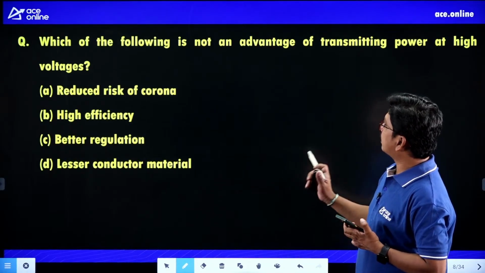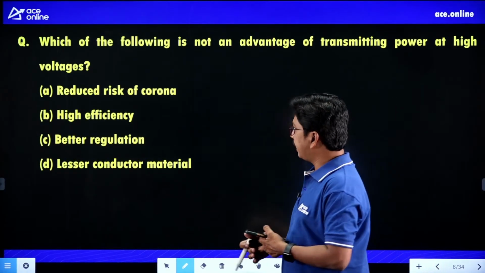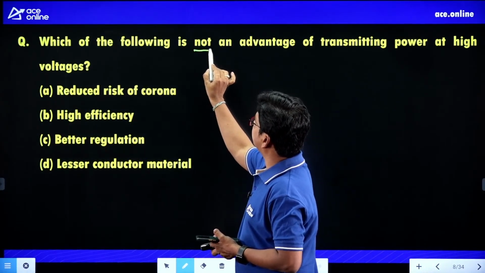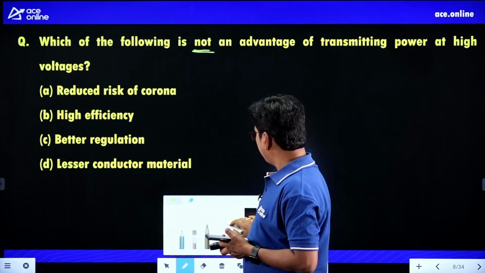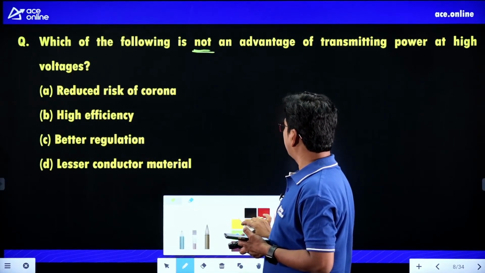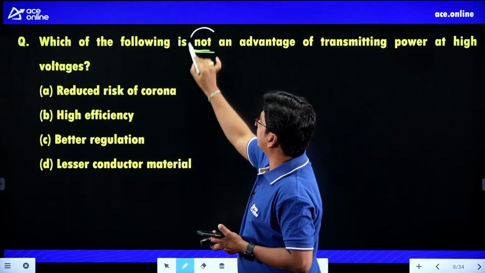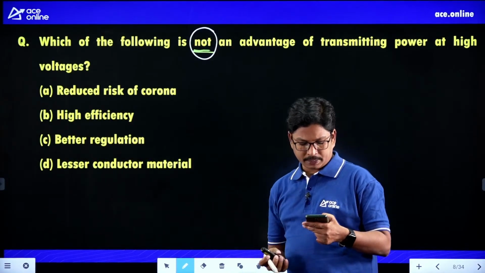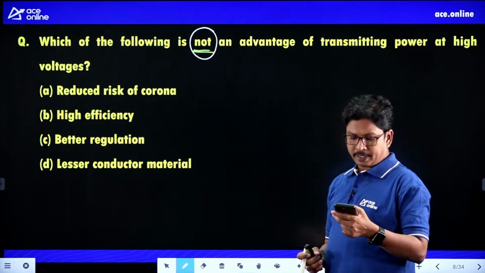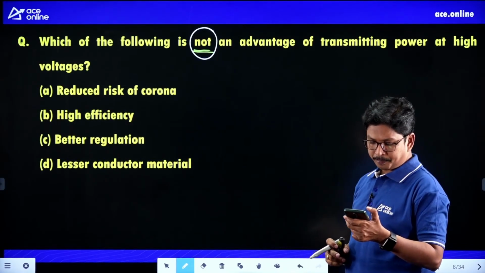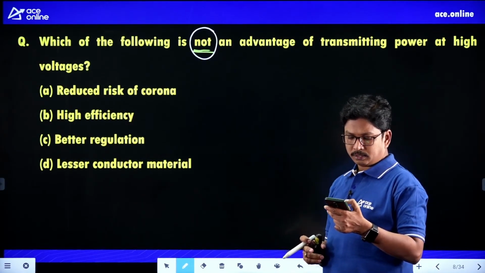So they are asking, it is not an advantage. Read the question. Which of the following is not an advantage of transmitting the power at high voltages? Please check it. Manoj Reddy, very good. Renuka, super.